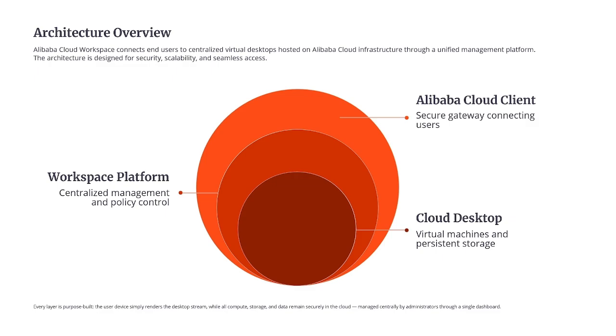Next is how Alibaba Cloud Workspace works. The platform consists of three main layers. The first is Alibaba Cloud Client, to connect users securely. The second is Workspace Platform, centralized management and policy control. And the third is Cloud Desktop, virtual desktop host in the cloud. All data and computing resources remain in the cloud, while user device only display the desktop interface.